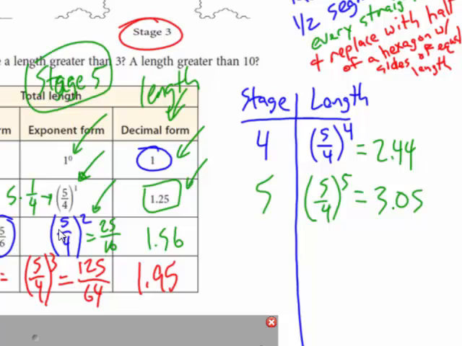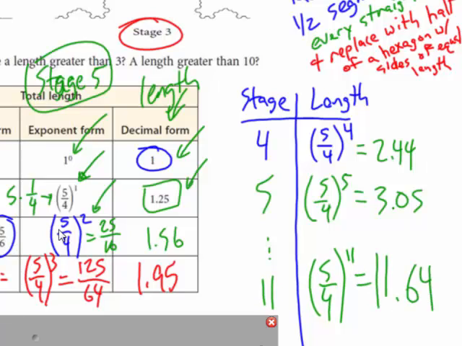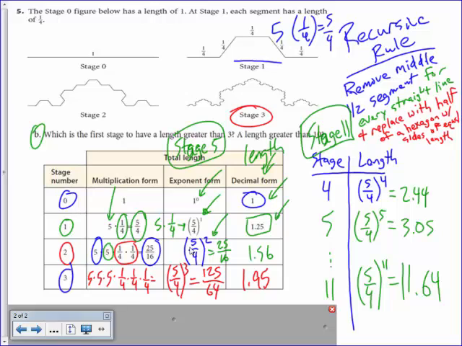And continue on to get greater than 10. And it just so happens to be the 11th stage. You'll just have to keep going on your own to figure it out. And because 5/4 to the 11th power is 11.64. So stage 11 here. So that one takes a little bit of thought, but once you start realizing that they all have a recursive rule, like a little pattern, it makes things much easier than the way it looks right at the beginning.